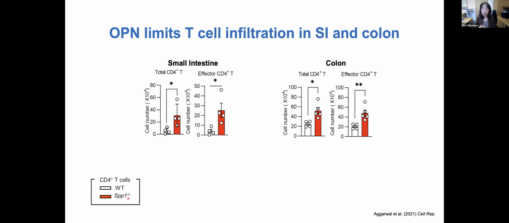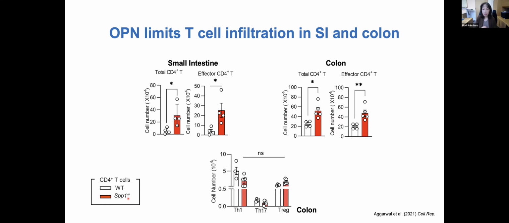But as you know, there are different kinds of T cells, particularly T helper cells, pathogenic Th1 and Th17, and also regulatory or more anti-inflammatory Tregs. However, those numbers really didn't change. So it's not really the quality of T cells that OPN changed, but the recruitment seems to be different here.